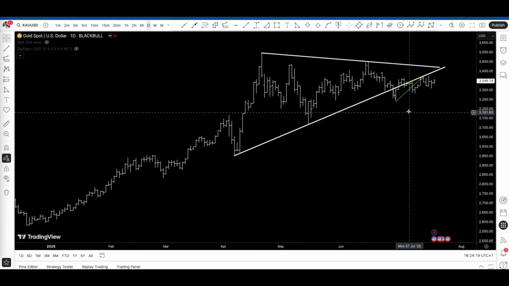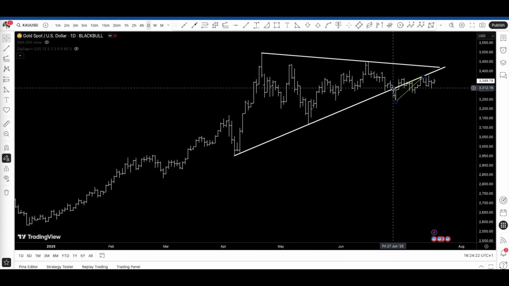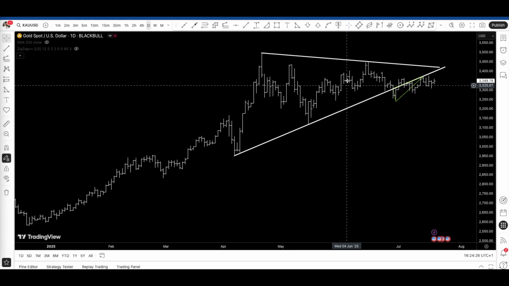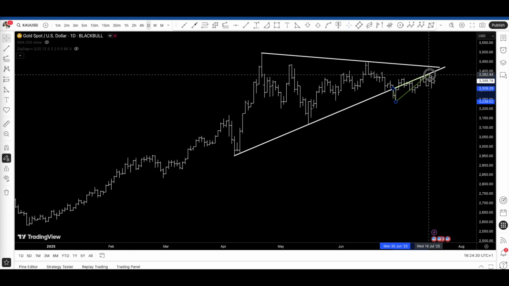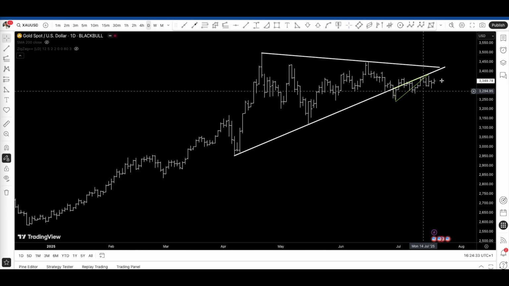Now it has broken below, but we don't know if it's a break and retest. I don't think so. I don't see a lot of volume here, so it looks to me like it's a fake out right now.